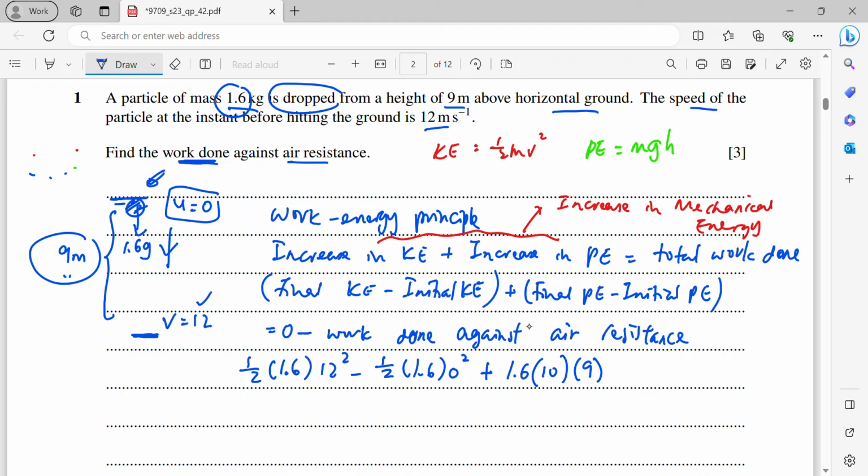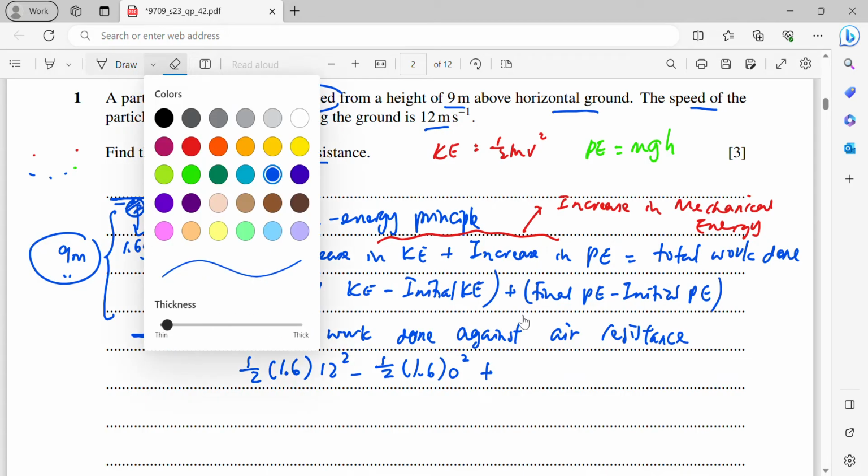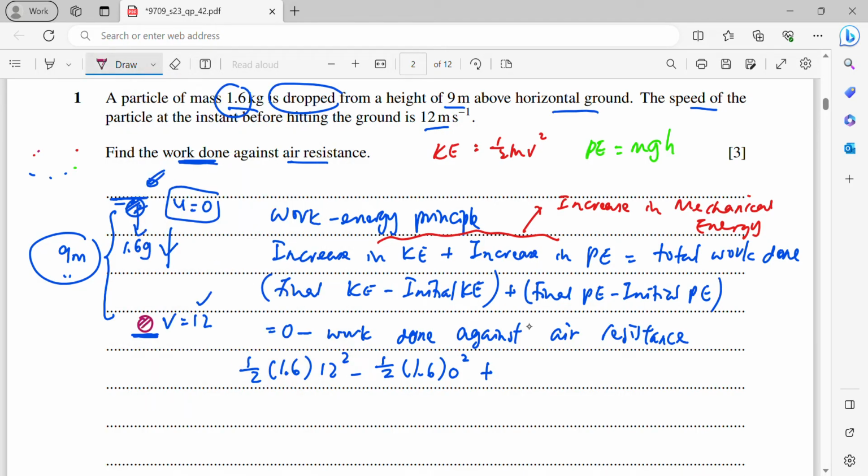Then the initial PE. One final PE means that it's already hitting the ground, so the height will be 0, so mgh is 0. Minus 1.6 times g times h, because the initial PE means that in the beginning it is 9 meters from the ground, so h is 9. Then this equals minus work done against air resistance.